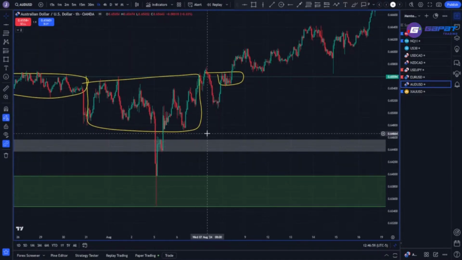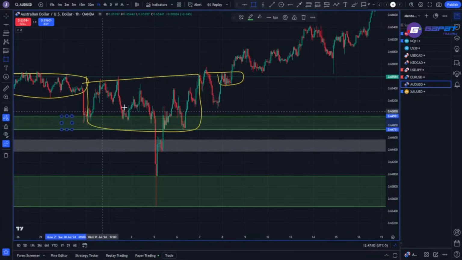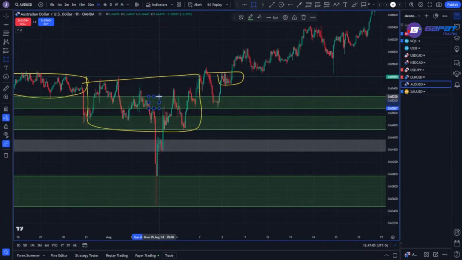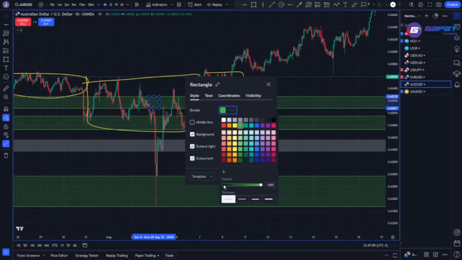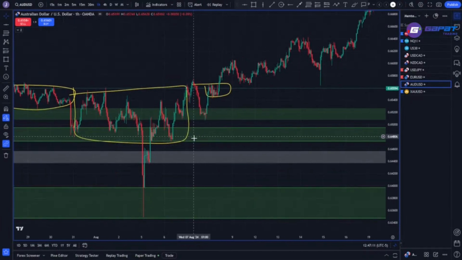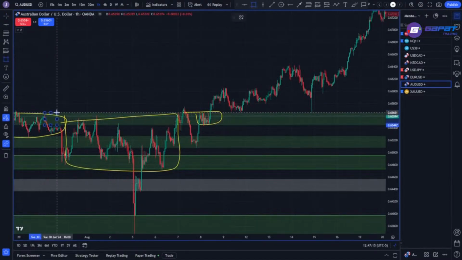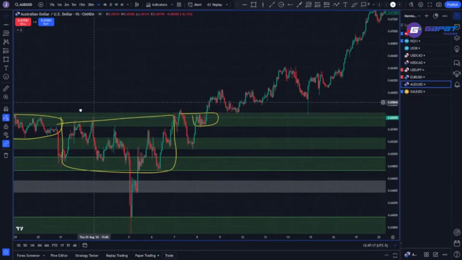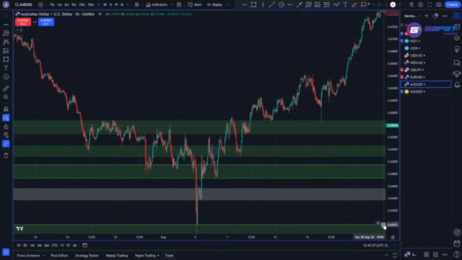This will be a more minor area of support. This will be an important area of support. This will be an important area, high volume node. I would say that this is less important than this area. And then we have another important zone through here. So this is multiple balance area highs, support, support, good zone. Now let's see, go back over.